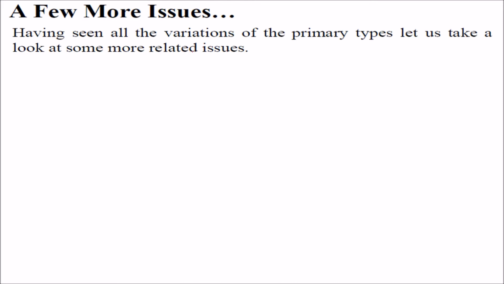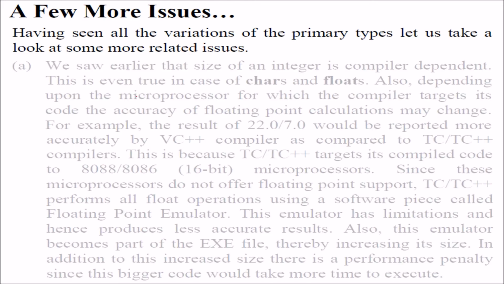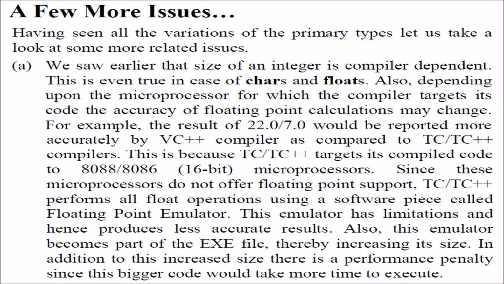There are things apart from this. As we just saw, the size of the integer is compiler dependent, and this is true with character and float also. So it depends on the microprocessor for which the compiler targets its code. The accuracy of floating point calculation may change. Just take an example of 22.0 by 7.0. This will be reported more accurately by the VC++ compiler rather than the TC++ compiler.